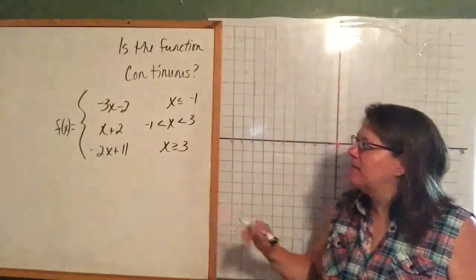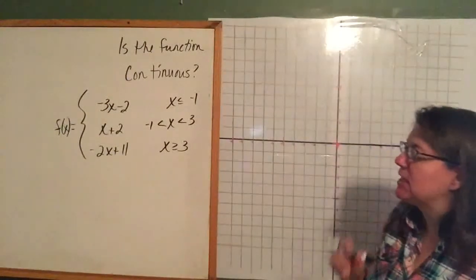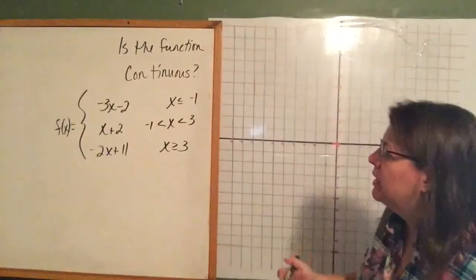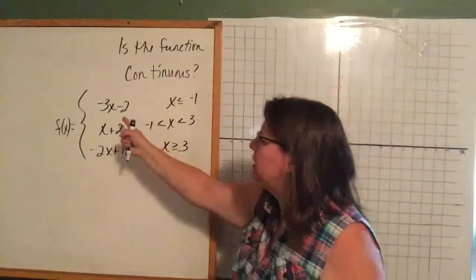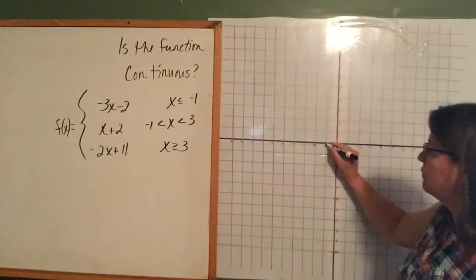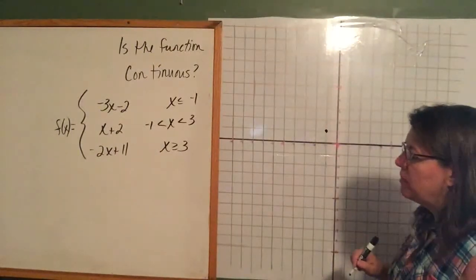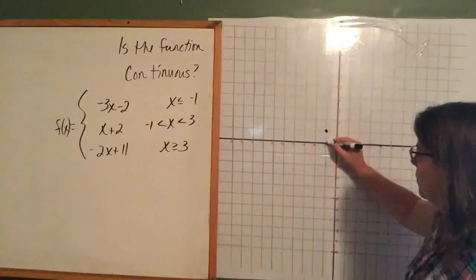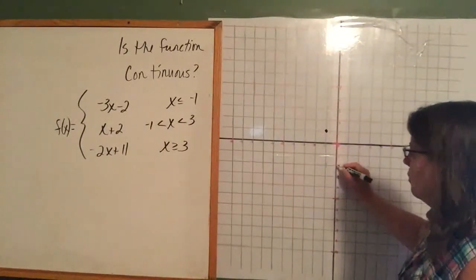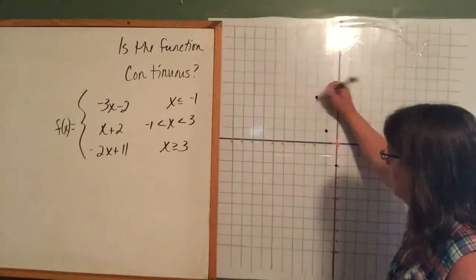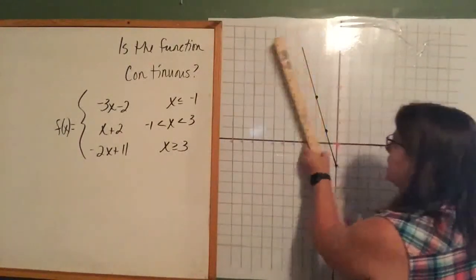This problem has the same directions. Is the function continuous? So again, it's a piecewise. We're going to graph that piecewise function. If I plug -1 in here, at the x value -1, my y value is 1. And then from there, I know my slope is -3, so I could go from that point down 3, right 1, or I could go up 3, left 1. Look at that line.